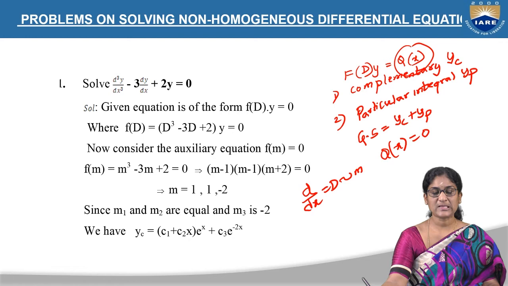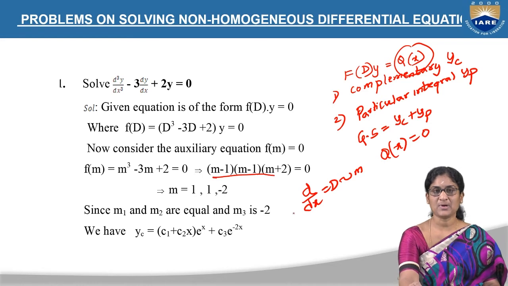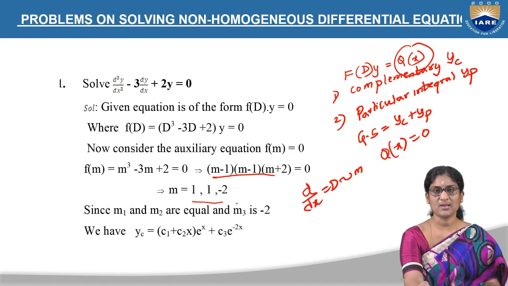So, f of D is nothing but D cube minus 3D plus 2 is equal to 0. So, the auxiliary equation is obtained by f of m is equal to 0, and f of m is equal to m cube minus 3m plus 2 is equal to 0. Upon solving this third degree equation, by factorizing, we get m minus 1 whole square and m plus 2 is equal to 0. That means m takes 1, 1, minus 2. And 1, 1, minus 2 are all real values.